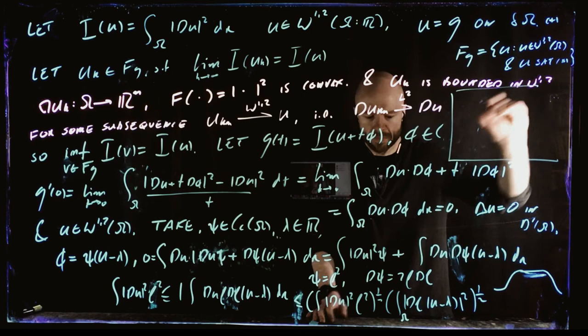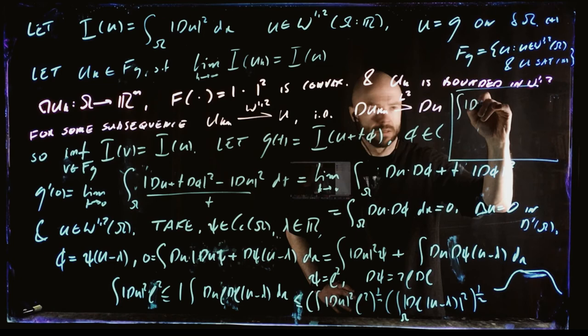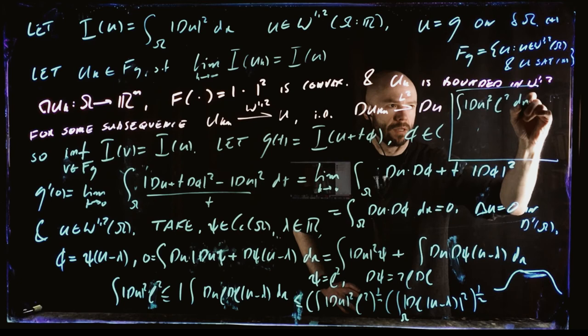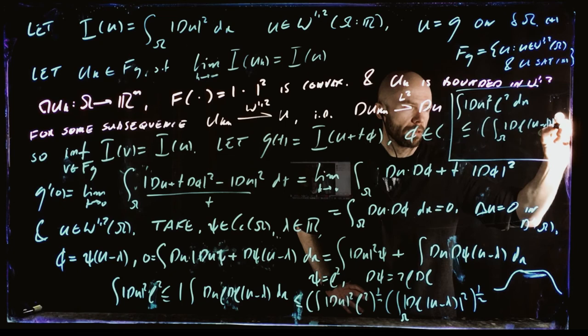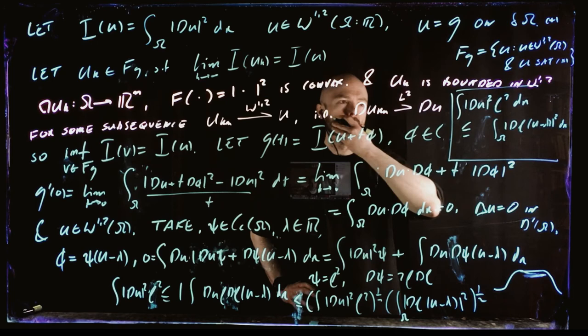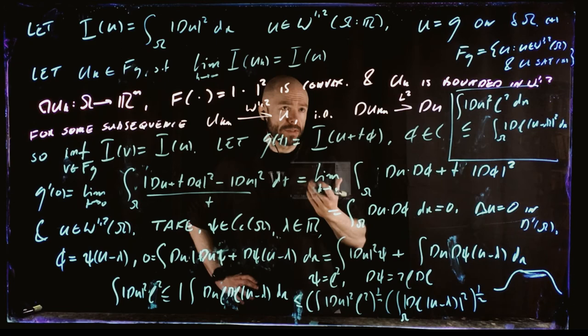So we have that the integral of rho squared dx is controlled by this. Okay, and you might think, okay, so what? Why is this good? Well, this is good.